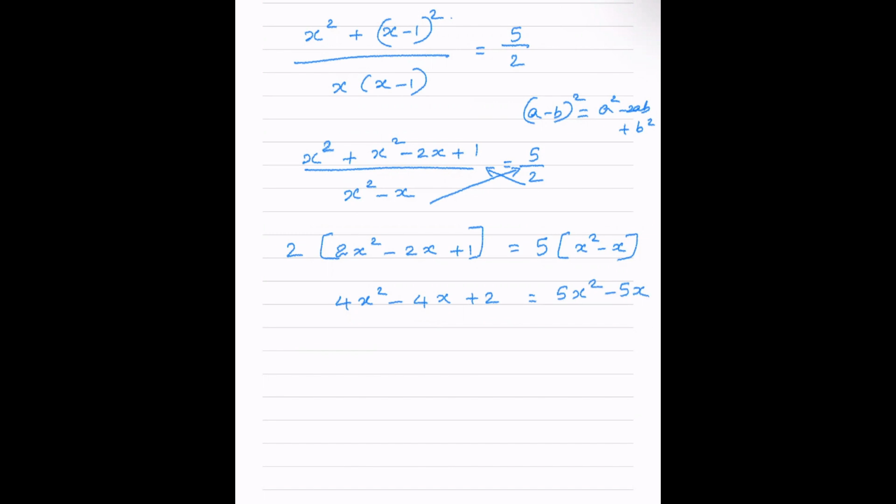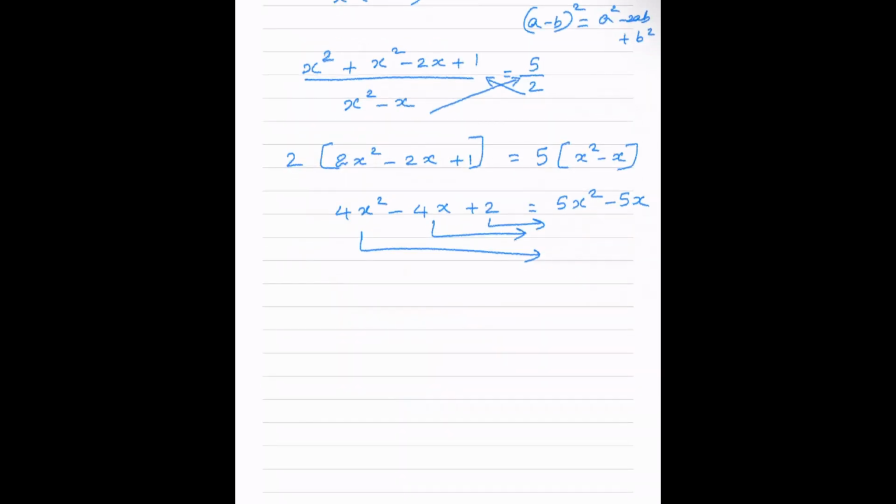Now bring everything to one side. Since 5x square is bigger, I am taking this to the other side, and this also to the other side. Everything I am taking to the other side, basically. So what do I get? 5x square minus 4x square gives me x square, minus 5x plus 4x gives me minus x, plus 2 will become minus 2, equal to 0. This is what I am getting.